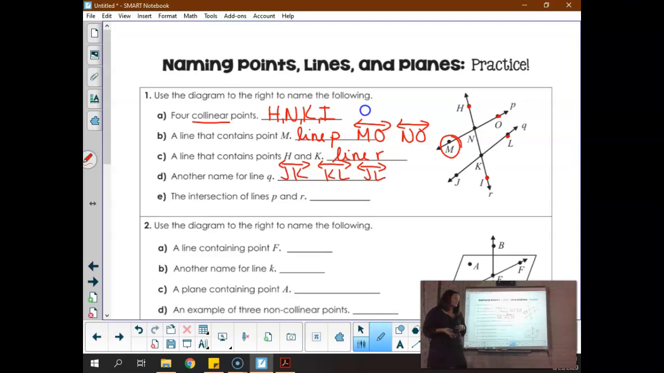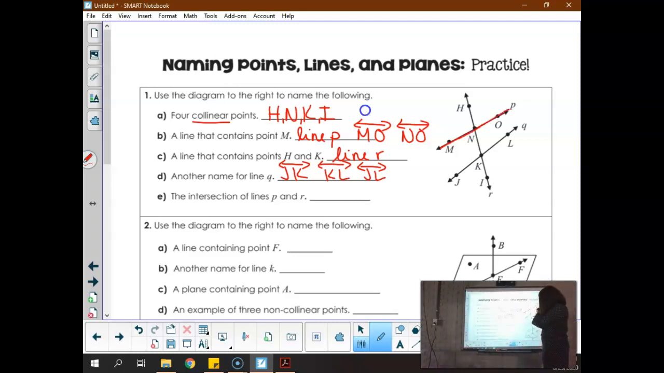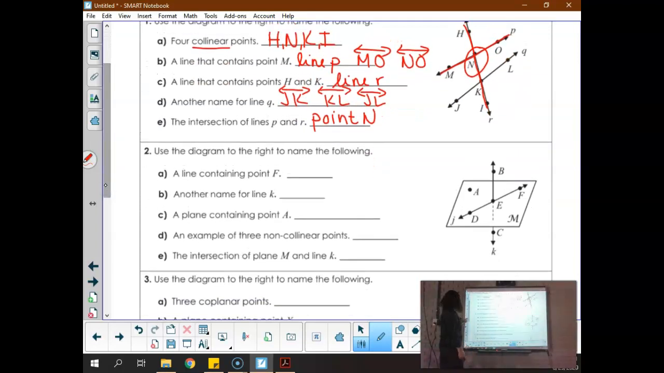The last part is part E, and that says the intersection of lines P and R. Let me erase all of my doodles on the picture. Line P is right here, and line R is right here. Now you'll notice they intersect at point N. So that's all I'm going to write right here. And that is it for the first section.